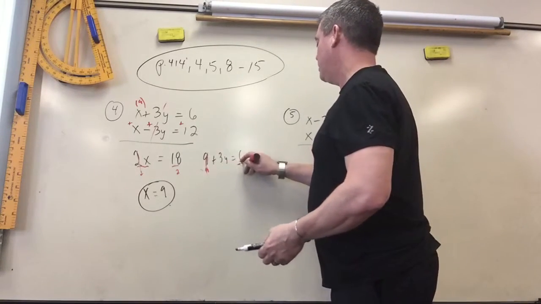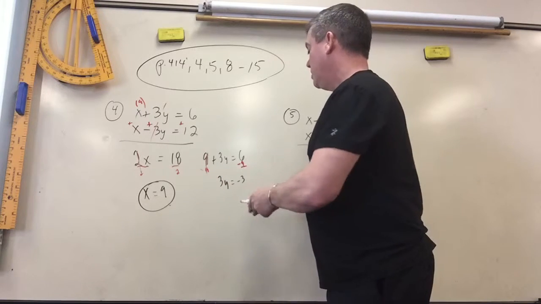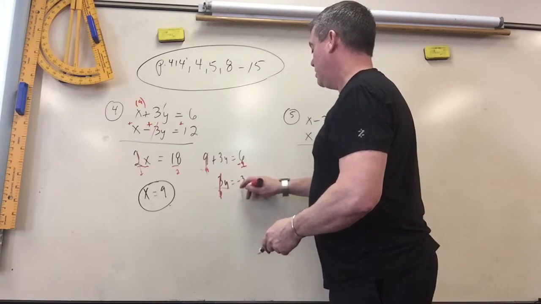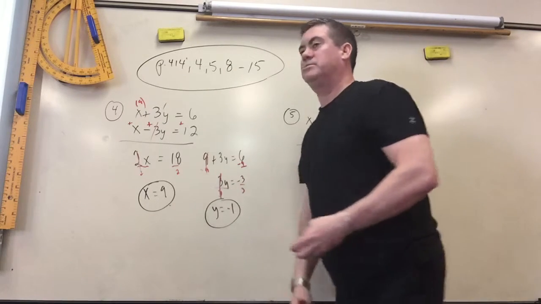Subtract 9. Divide by 3. And you get negative.